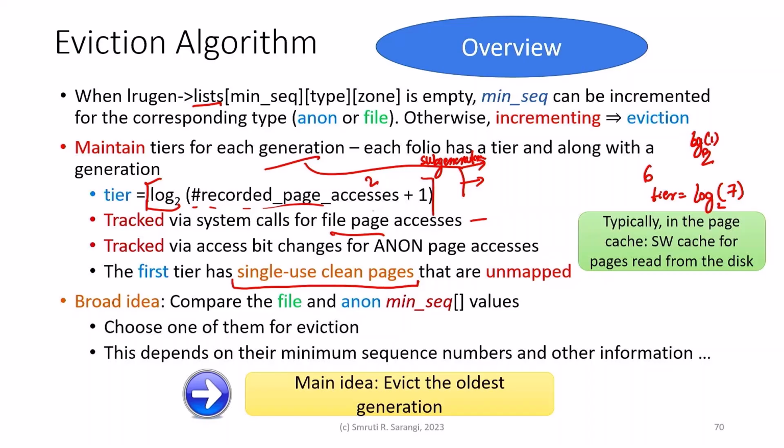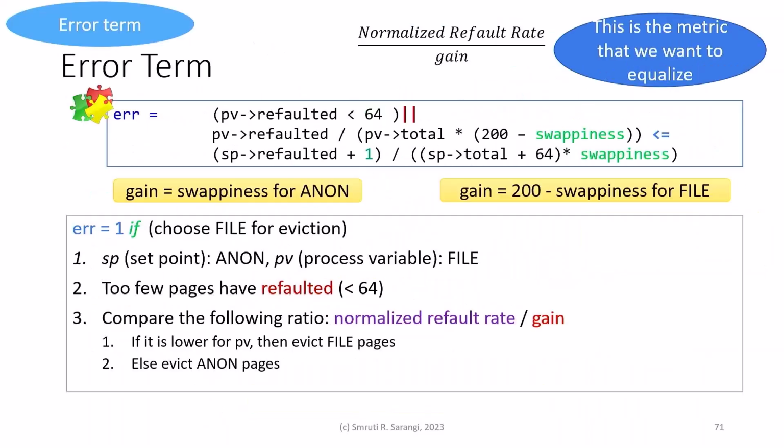Tier 0 is log of 0 plus 1 to the base 2. Log of 1 to the base 2 is 0, which means that these have never been accessed. They were brought in, they have remained clean ever since. So they clearly should be your first targets of eviction. So what we will do is compare the minimum sequence values of file and anon, do a little bit more of comparison, but the basic idea is to get rid of the oldest generation. But we will see that using the notion of tiers, it is slightly more nuanced than this, as is the case with the kernel. So we will see in a second how the tier information is used.